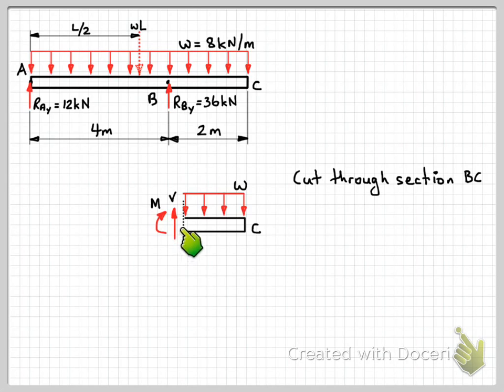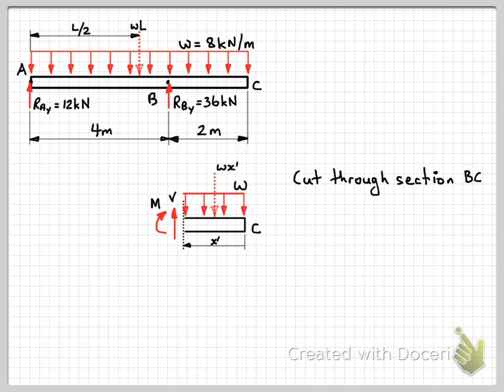Because we're wanting to write an equation for these internal actions as a function of where we are in the beam, so where this imaginary cut is, we need to define that. So we could define it however we like. We could define x as being from point A to where the cut is and then write our equations accordingly. But what I'm going to do is to define a different variable, call it x dash, and that is from point C, the right hand end of the beam, to our imaginary cut. So this will just make the equations a little bit simpler.